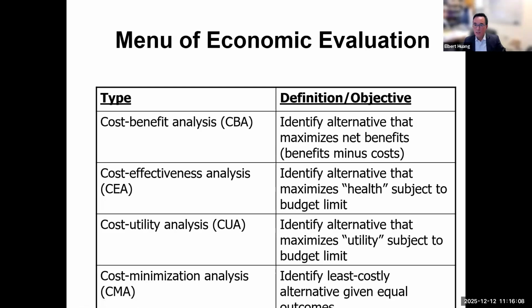In cost effectiveness analysis, you're trying to identify the policy option that maximizes health subject to a budget limit. If you had only $1 left to spend on healthcare, what would it be on? That's the kind of question that cost effectiveness analysis answers. Cost utility analysis is a relative of cost effectiveness analysis, but in this case, the health outcome is specified as a health state utility. And cost minimization analysis is a situation where the health outcomes are the same between two options, but you're just trying to identify the one that saves the most money.